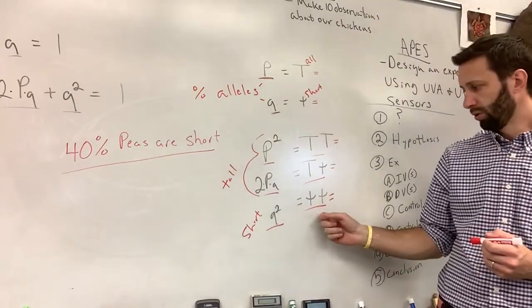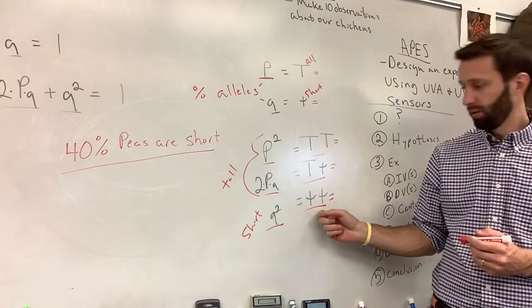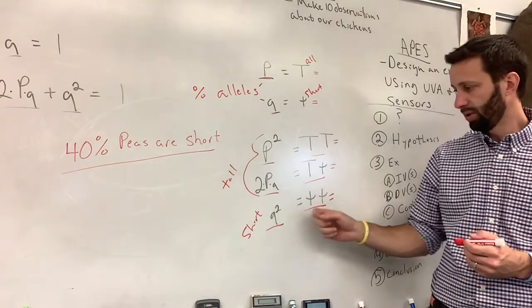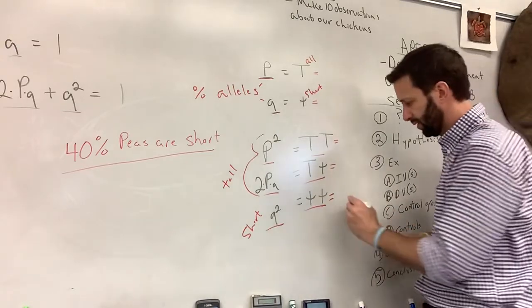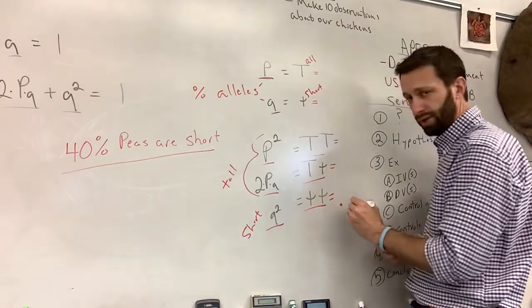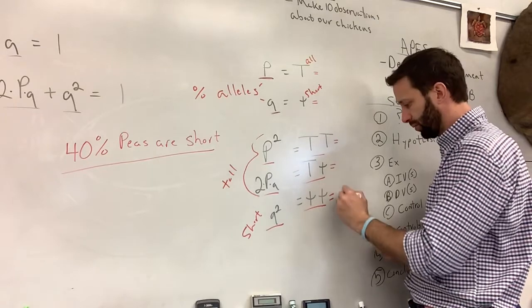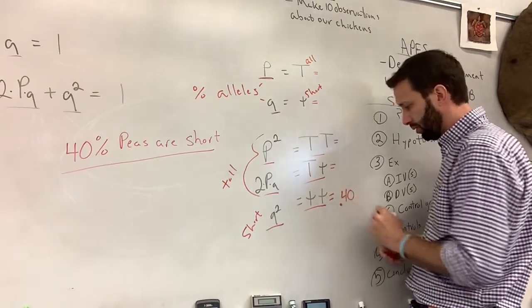We know the last one, right? We know little t. We know how many short plants there are. And the number is what, Katie? 0.4. So we're going to do the decimal form of the percentage here. So 40% or 0.4. Okay?